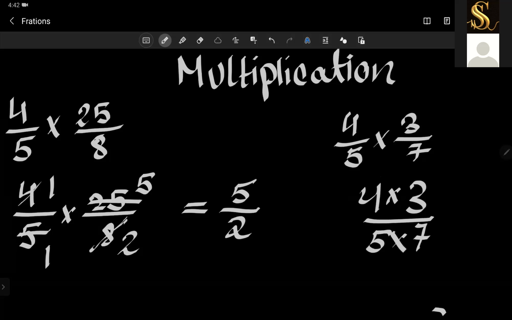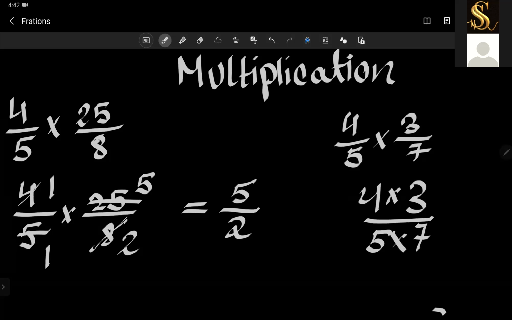Now again, like in multiplication, you can cut these numbers. So this will be 1, 2. Now 2 cut, so you can cut these two 1 and 1. Which gives us the answer as 3 upon 1, which can also be written as 3.